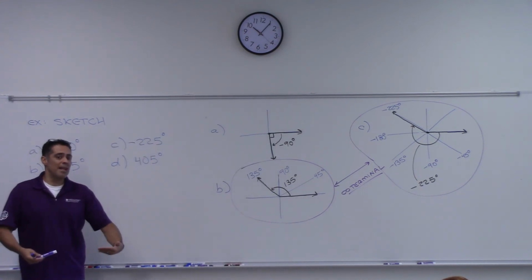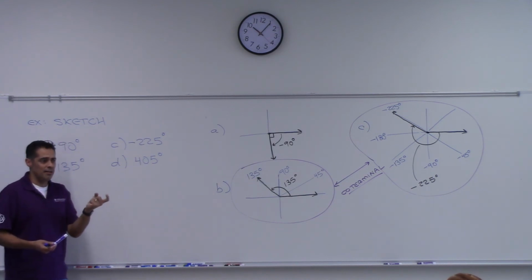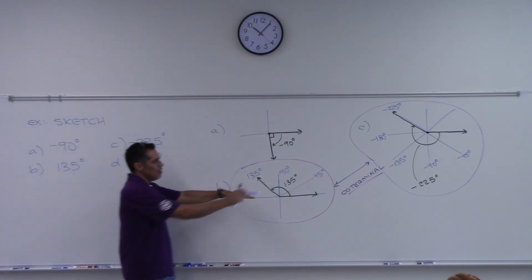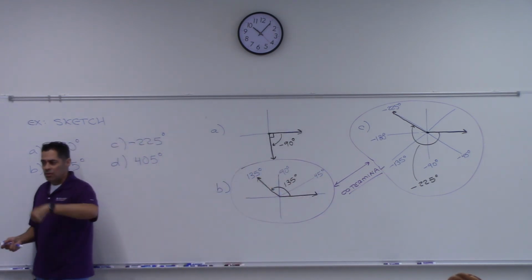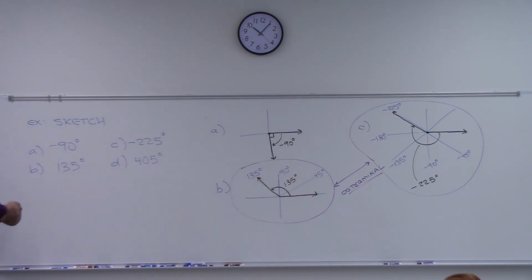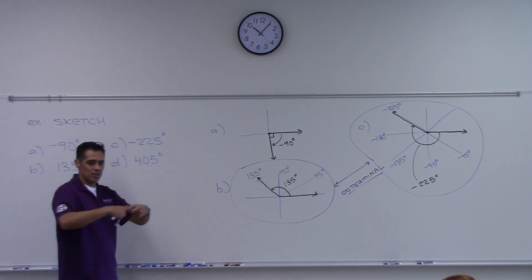They both terminate in the same place, right? They share that terminal side. Of course, they both start in the same place because they're in standard position, but any two angles that have the same terminal side are called coterminal angles. But that doesn't make them equal, it just means that they share the same terminal side.